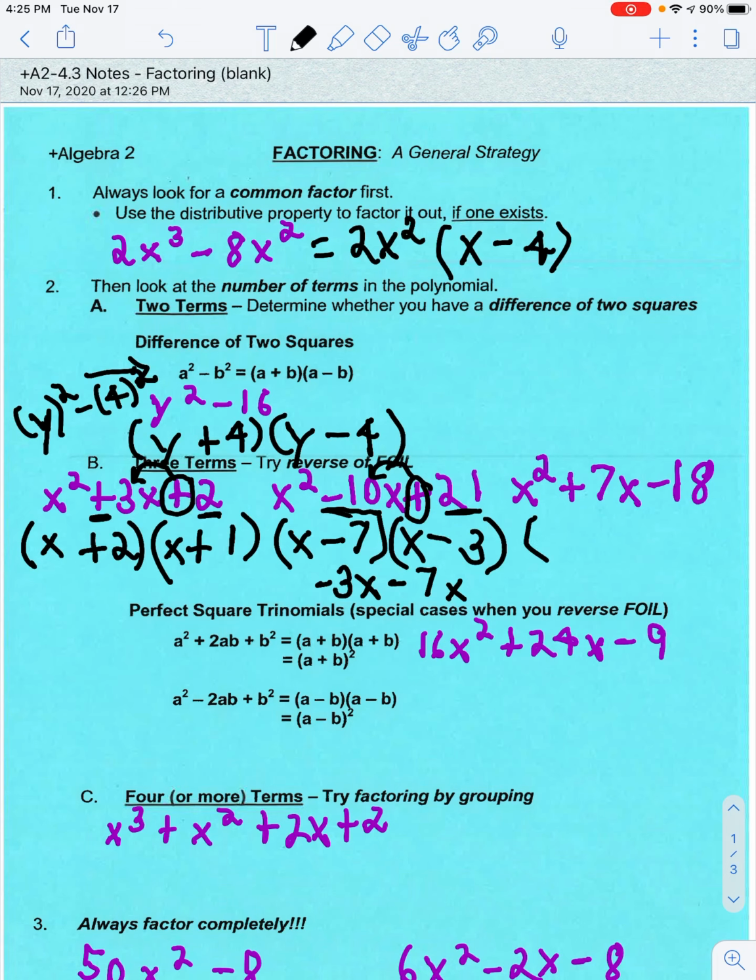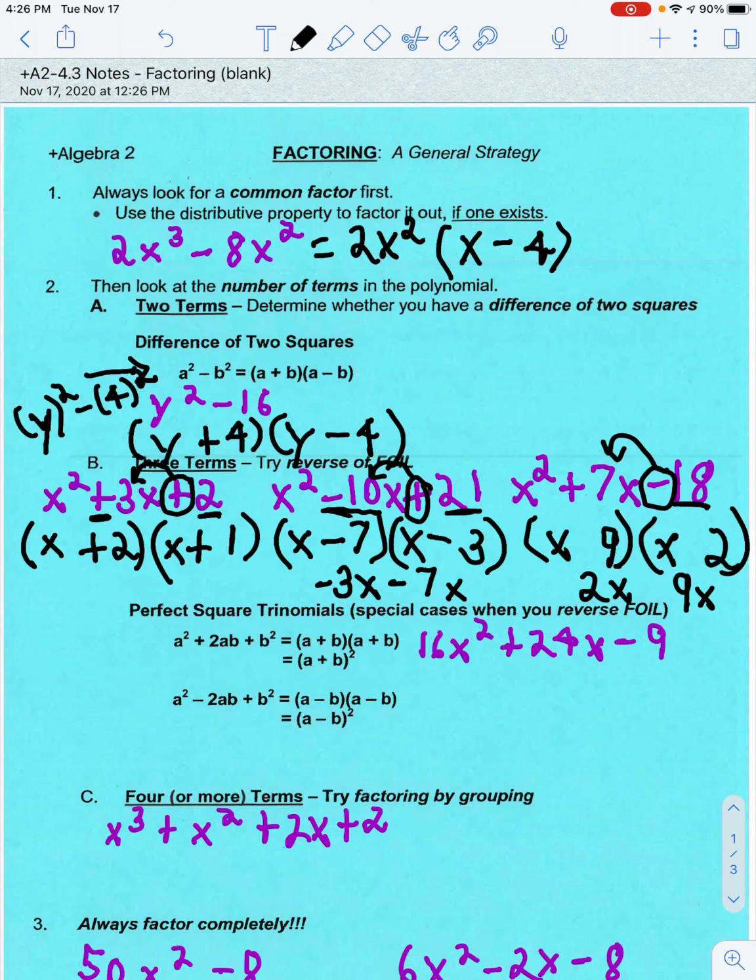Let's try the third one. Again, first positions, both x. I want my numbers in the last slots to multiply to be 18, but have a difference of 7. And I actually have three pairs. I have 18 and 1, 9 and 2, and 6 and 3. The pair that has a difference of 7 would be 9 and 2. That means my outside product is 2x and my inside product is 9x.